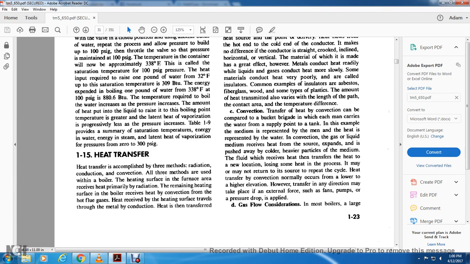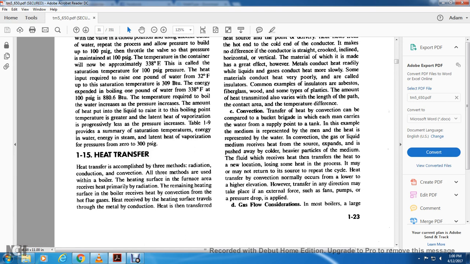The fluid which received the heat transfers the heat, losing some of the heat in the process. It may or may not return to its source to repeat the cycle. Heat transfer by convection normally occurs from a lower to a higher elevation. However, the transfer direction may change when an external force such as fans, pumps, and pressure drops is applied.